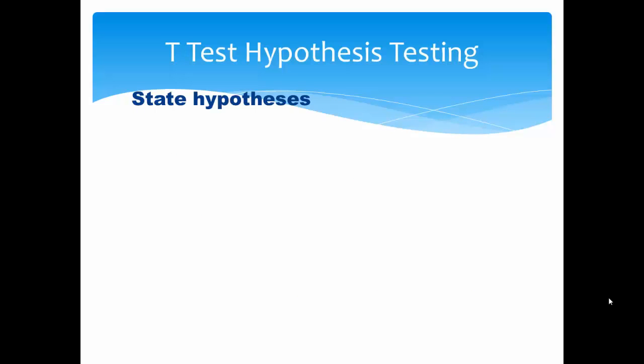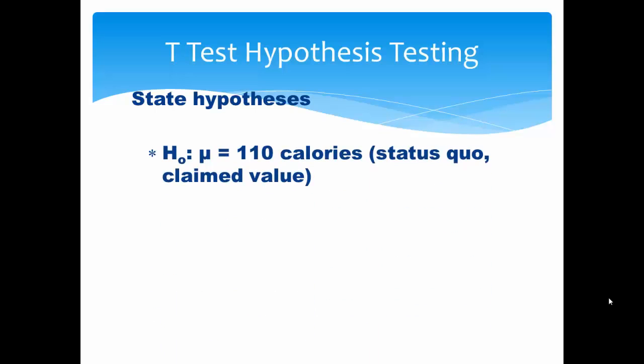Now, next thing I want to do is to state the hypotheses. Remember, the null hypothesis is the status quo. That is the claimed value, in this case by the manufacturer of the chocolate chip cookies. It's a value that is accepted by the public as being true. And in this case, the mean, mu, is 110 calories. That is the null hypothesis, that the mean number of calories in chocolate chip cookies is 110.